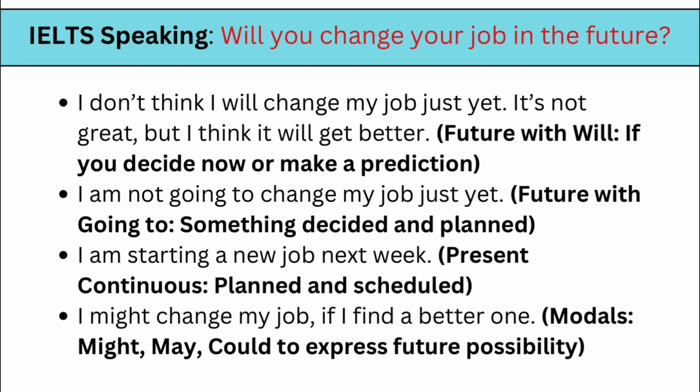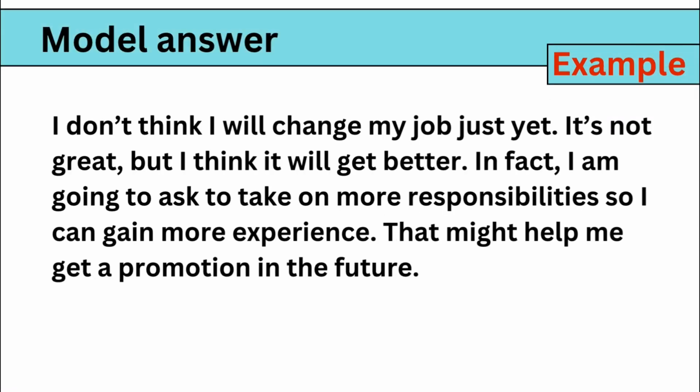So you can use like I'm starting a new job next week. And if there is a possibility, a future possibility, you can use I might change my job if I find a better one. So you can construct your model answer like this. I don't think I will change my job just yet. It's not great, but I think I will get better. In fact, I'm going to ask to take on more responsibilities so I can gain more experience. That might help me get a promotion in the future.